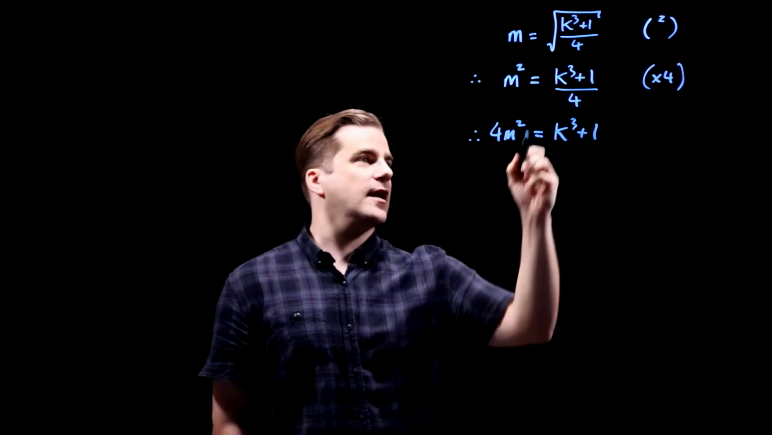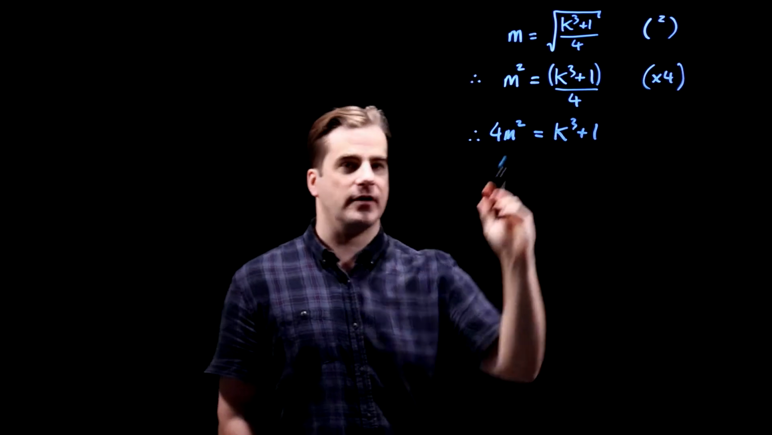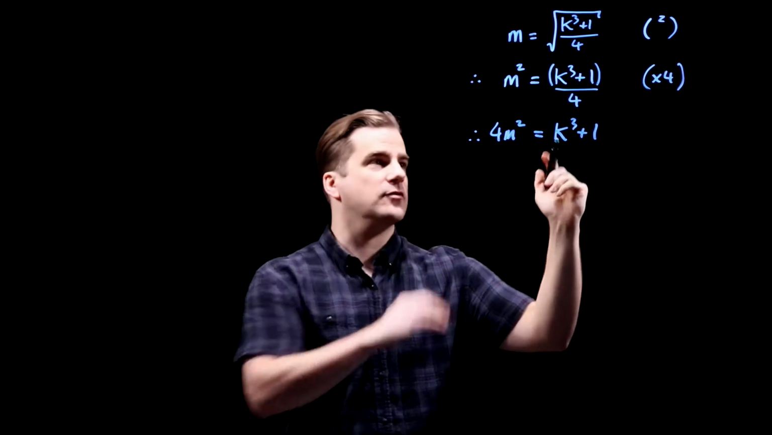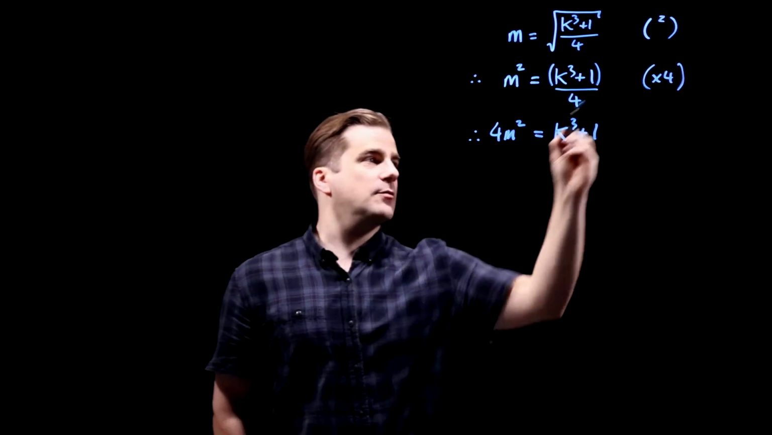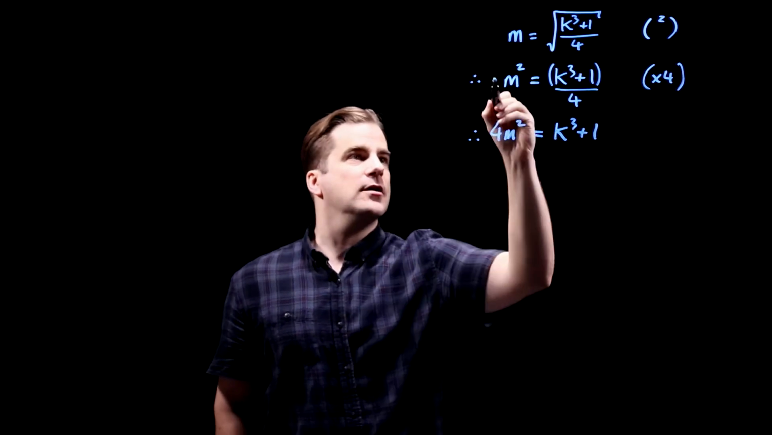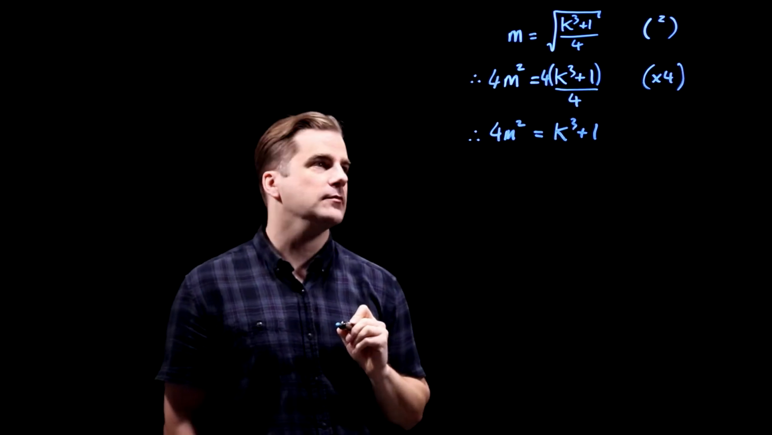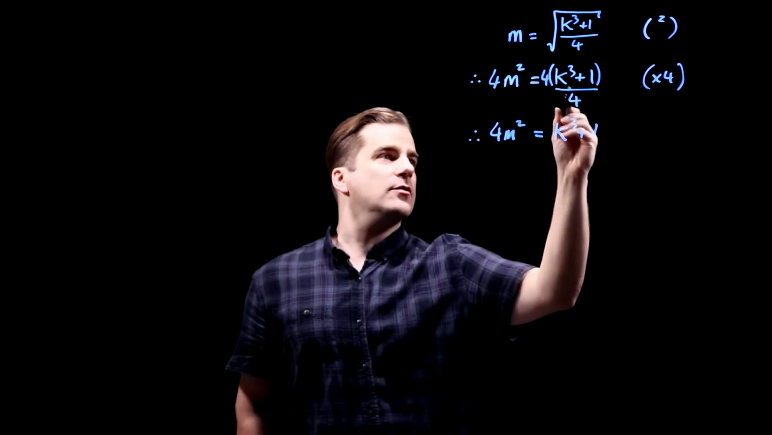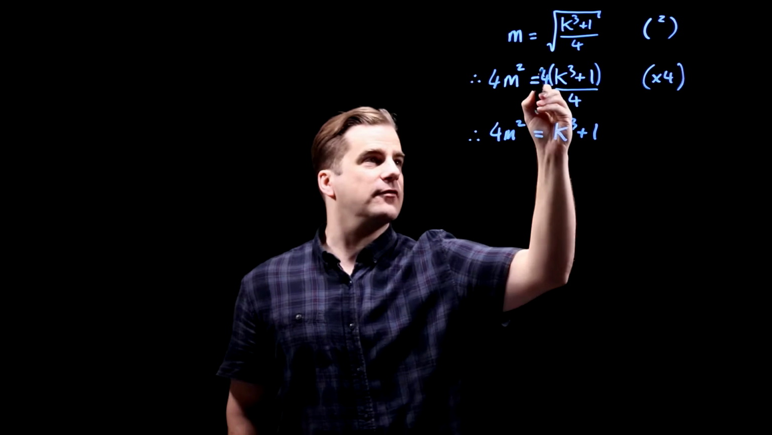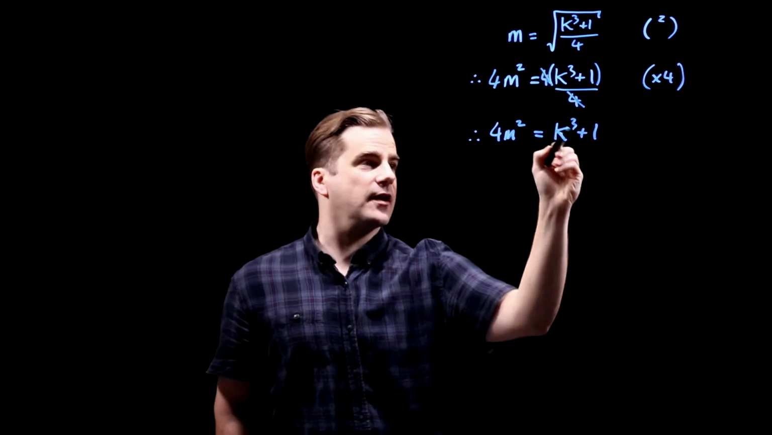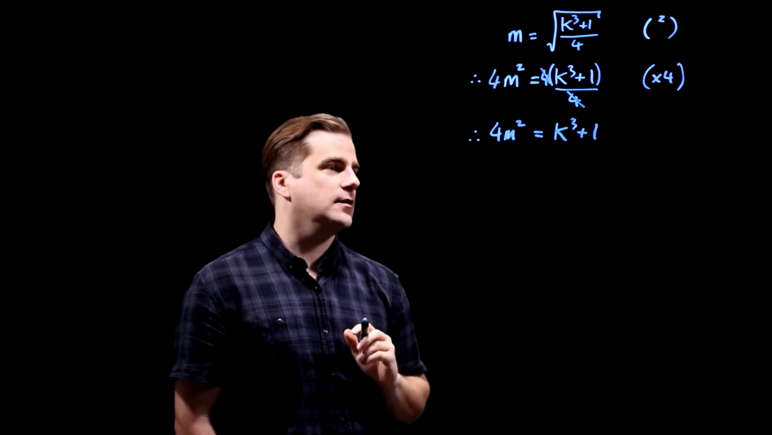If this helps, you can insert brackets there because the whole thing is divided by 4. The whole of k cubed plus 1 is being divided by the 4. So when we multiply both sides by 4, we're putting a 4 there and a 4 there. And so something multiplied by 4 divided by 4, you can cancel the 4's and you're just left with k cubed plus 1. Okay.